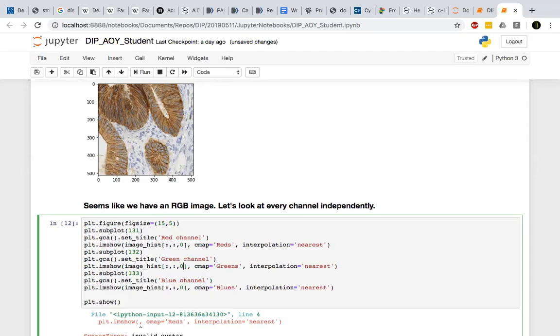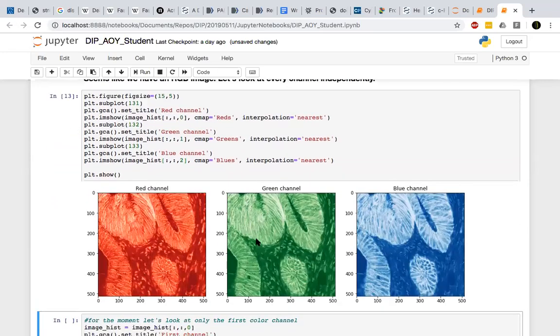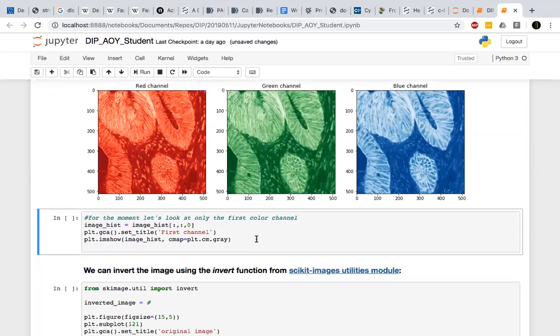Does everyone have 3 different images on their computer of 3 different channels? Yay, nay? Did you get something that looks more or less like this? Yes? Cool. So for now, we're not going to worry too much about RGB. Okay, so let's stick to one color for now.